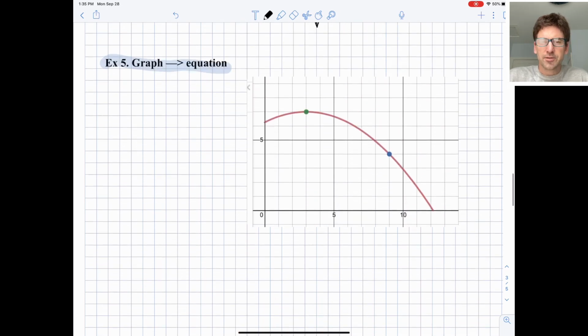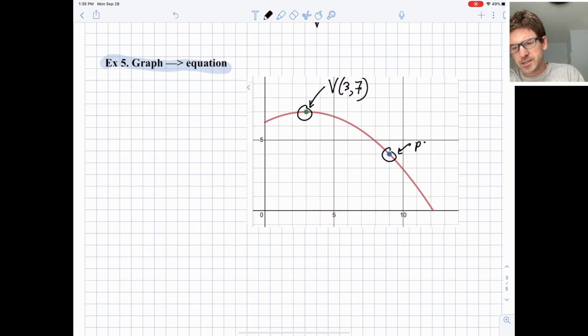Our last one we'll do today is just given a graph, try to develop an equation. All right, and so it looks like we have a parabola with 2 clear points on it, and it looks like that is the vertex at 3, 7. So that's going to help us out quite a bit. We also have a point at 9, 4. Okay, so here are the steps to follow. If you know the vertex and if you know one other point, that's the minimum amount of information you would need. You can develop the equation. Here's how to do it.